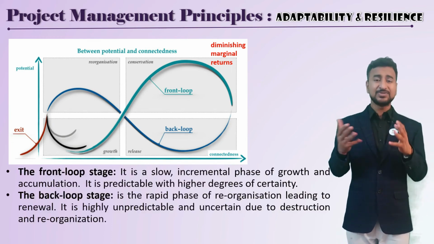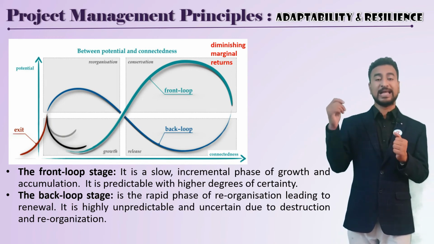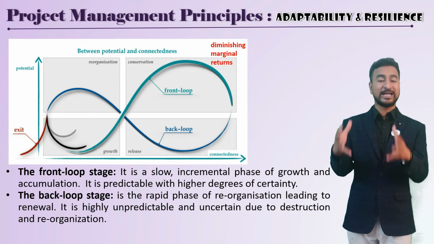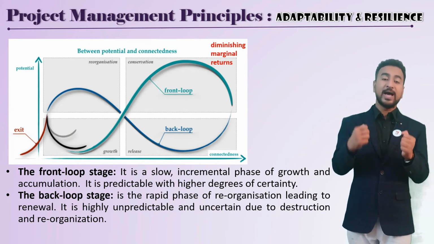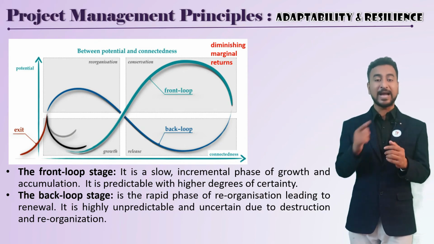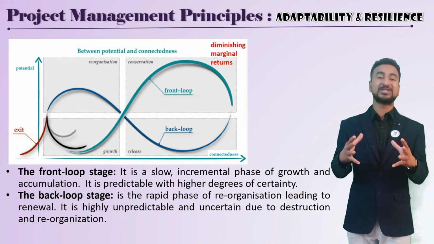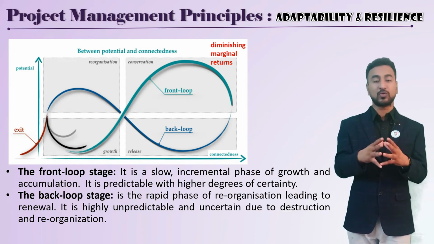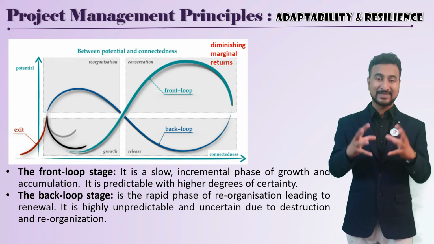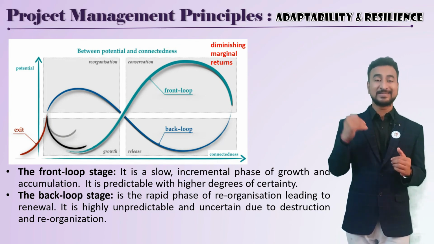So as you check over here, the front loop says that it is a very slow, incremental phase of growth, where it is predictable and has a high degree of certainty. But the back loop is very rapid, because it's a reorganization, and very uncertain, because if you are not able to adjust with that system or ecosystem, you just perish.